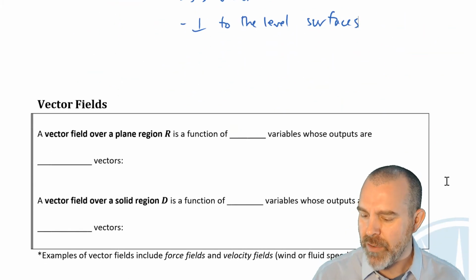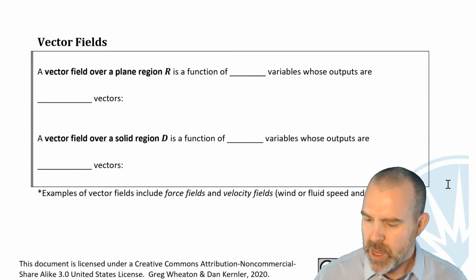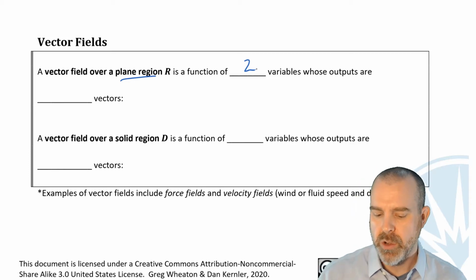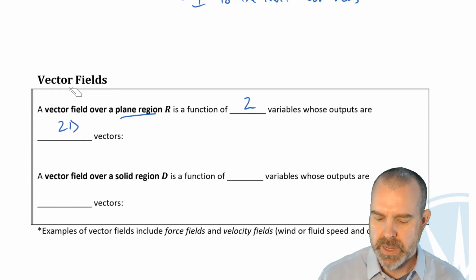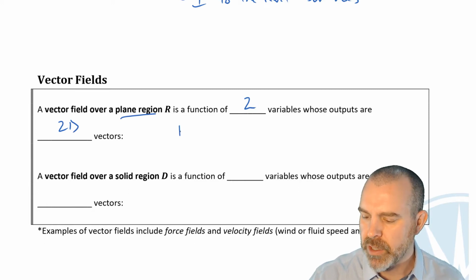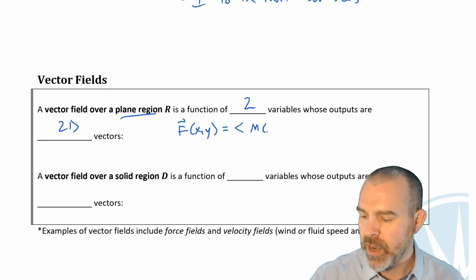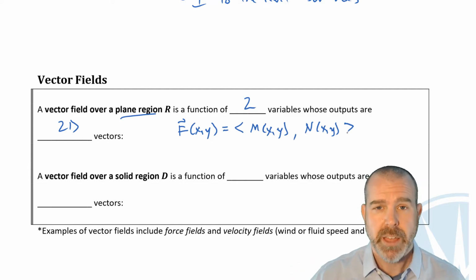Let's give a definition for a vector field, and then we'll talk about why we're talking about gradients and how this wraps in. So a vector field over a plane region R is a function of two variables whose outputs are 2D vectors. So this would be, we'll call it a vector field, and it's a function of x and y, and it's some function of x and y as the x component and a different function of x and y as the y component. So this is a vector function, a vector valued function.